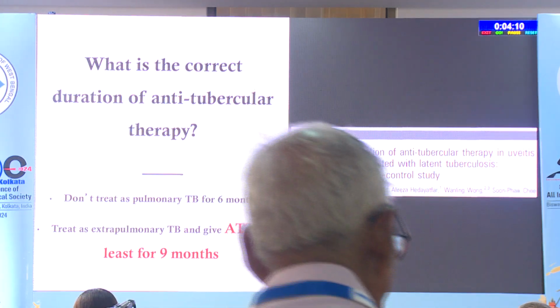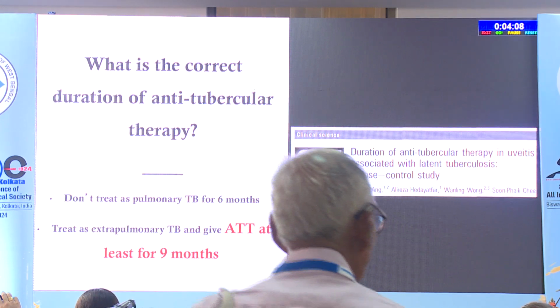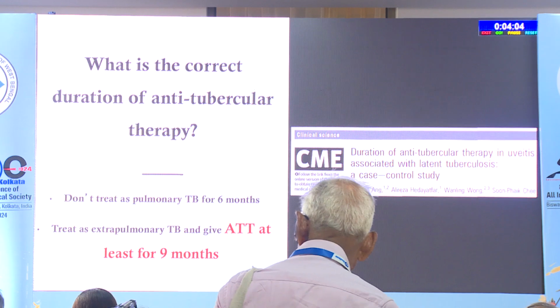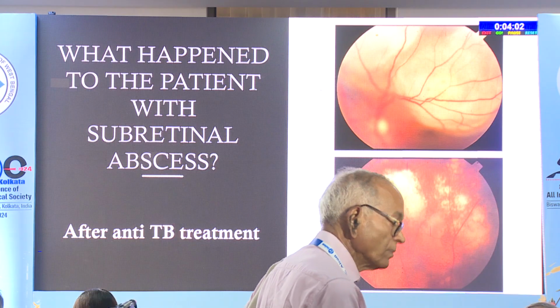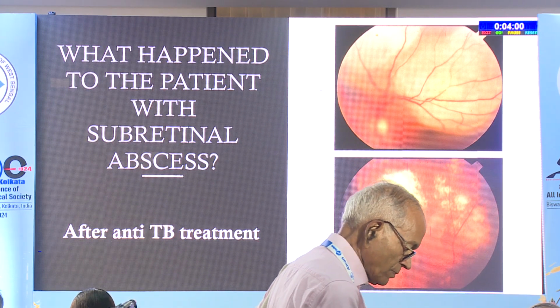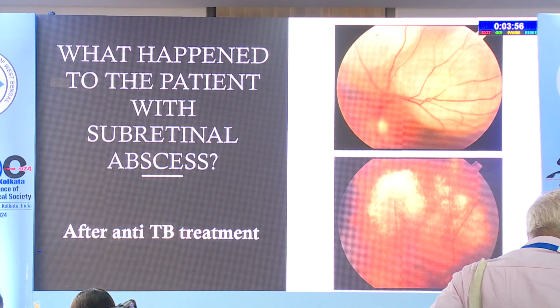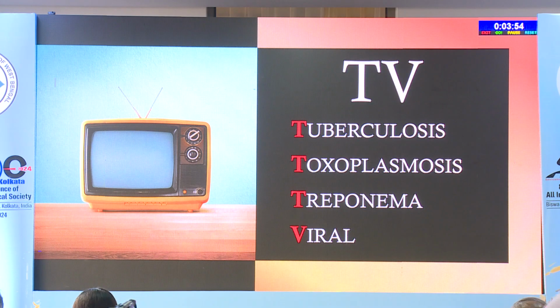What is the correct duration of antitubercular treatment? Some of the salient points I would like to highlight: treat as neurotuberculosis and treat for at least 9 months. And what happened to this patient with the subretinal abscess? You can see, with appropriate treatment, there is complete resolution of the lesion with improvement of the vision.